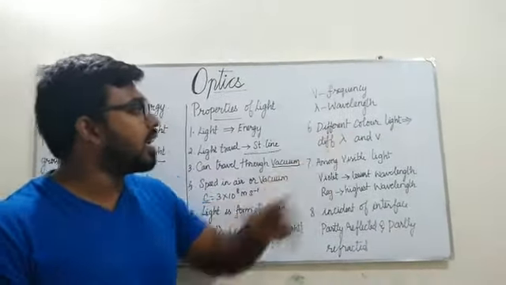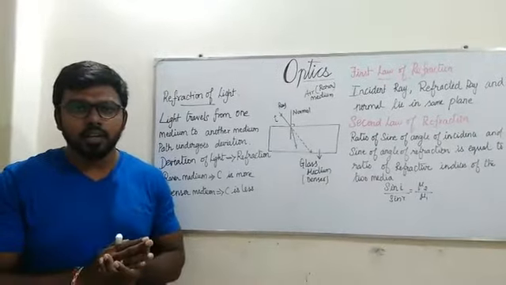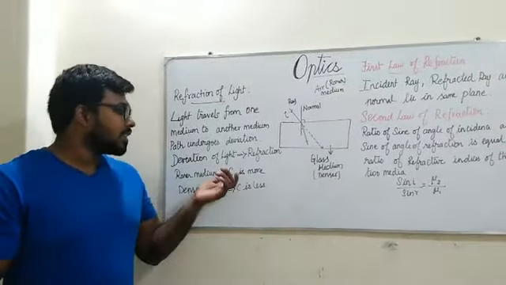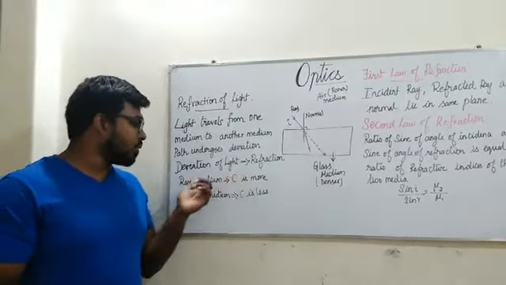When a light from one transparent medium enters into another transparent medium, the path of the light gets deviated. The deviated path of light is known as refraction. The velocity of the light varies according to the medium. So we can say that the velocity of light is more in a rarer medium, and the velocity of light is less in a denser medium.